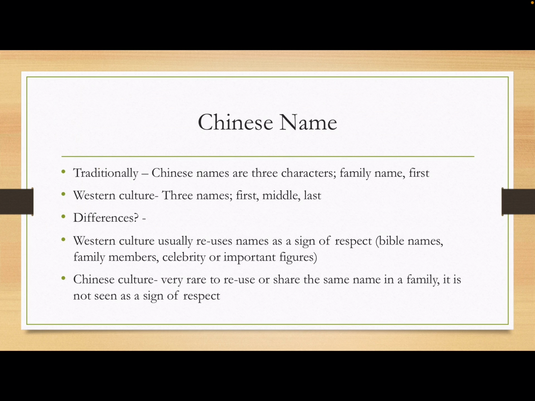However, in Chinese culture, it's very rare to reuse or share the same name in a family. It's almost seen as a sign of, it's not disrespect, but it's not a sign of respect, and it's definitely not something you would do to respect another person. Everyone shares the family name, but then your first name is something new or something completely different, and it's your own, it's your personal name. So the difference is that in Western culture, like I said, it's normally a sign of respect if you use someone else's name, or it's not really a big deal if you name someone after a celebrity or an important figure or something big that happened in your life, and that's usually not something that would happen in Chinese culture.